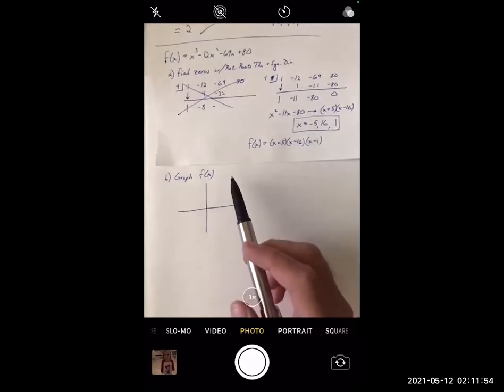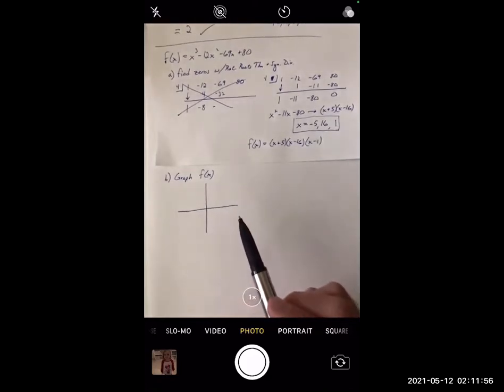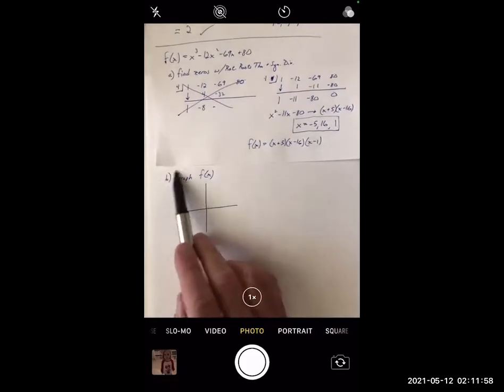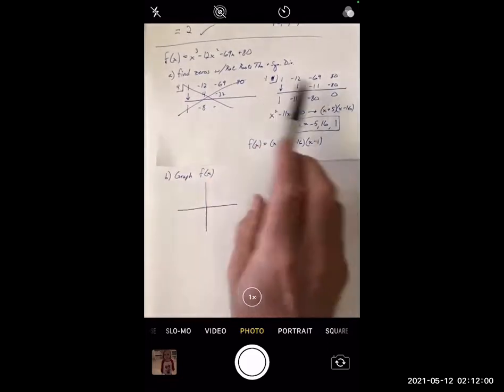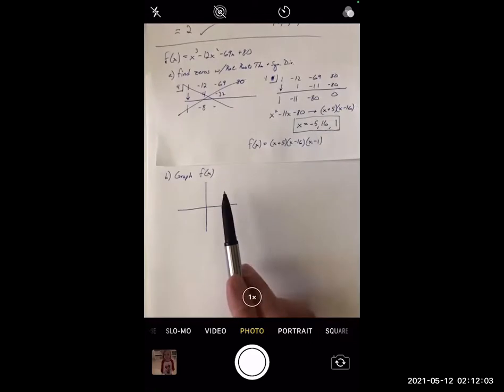So that was a fun little way to see if anyone had really cheated, because there were a couple of people that just did part B. Like they graphed it, but they didn't do any of this. So I was like, how'd you know where the zeros were?